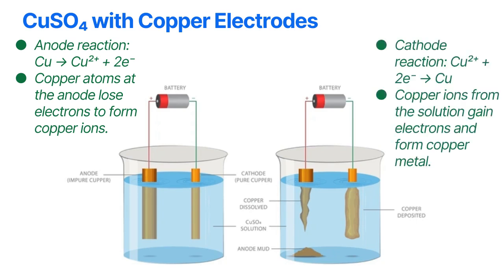At the cathode, the copper 2+ ions from the solution gain 2 electrons. This forms copper metal, which is deposited on the cathode surface. Overall, copper dissolves from the anode and is deposited at the cathode. This means the mass of the cathode increases as copper is deposited, while the mass of the anode decreases.